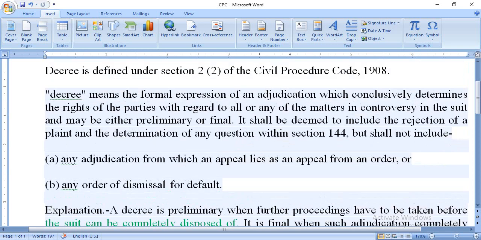It shall be deemed to include the rejection of a plaint. So rejection of a plaint will also be a decree, and the determination of any question within Section 144. So any question under Section 144 will also be a decree, and we know Section 144 talks about restoration.